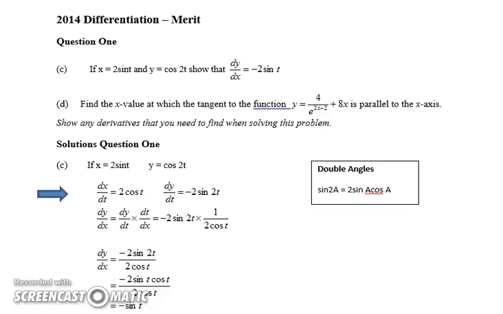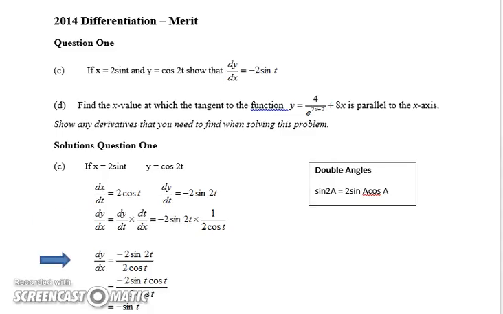Differentiation for merit. Question 1c, we're going to use differentiation of parametric equations, and so we come down to dx/dt and dy/dt. Just getting these two bits correct here is equivalent to getting an achieved question. And so, as with all the merit questions, there's a stage where we get achieved, and then we complete the question, we get a merit.